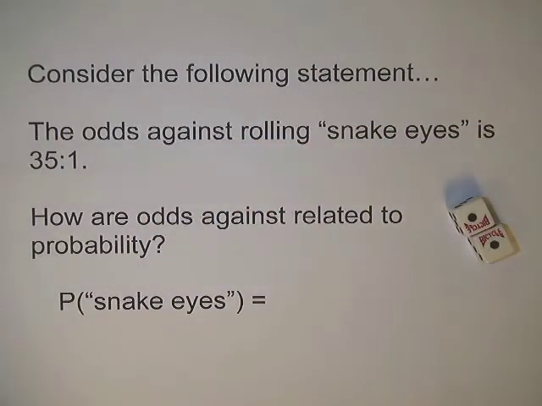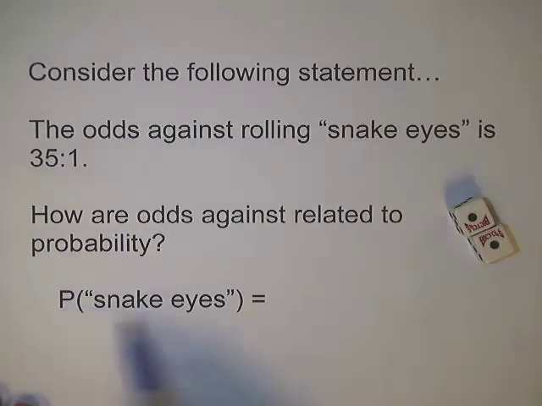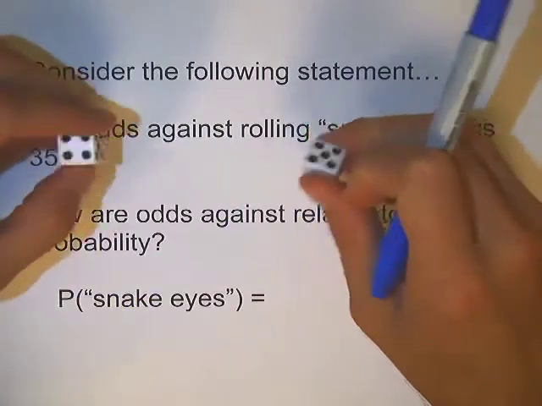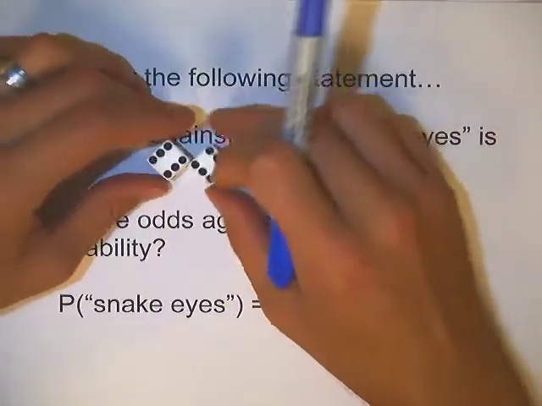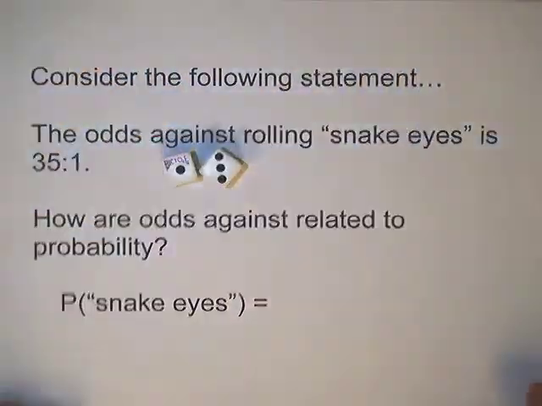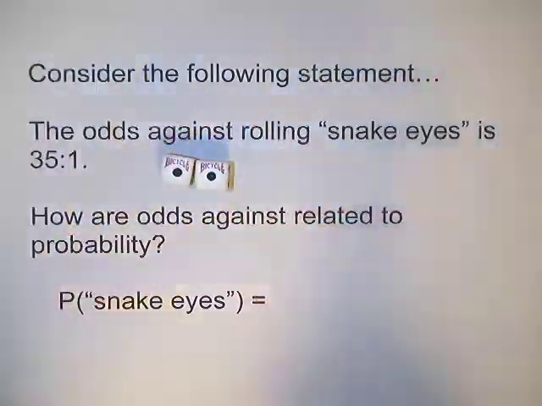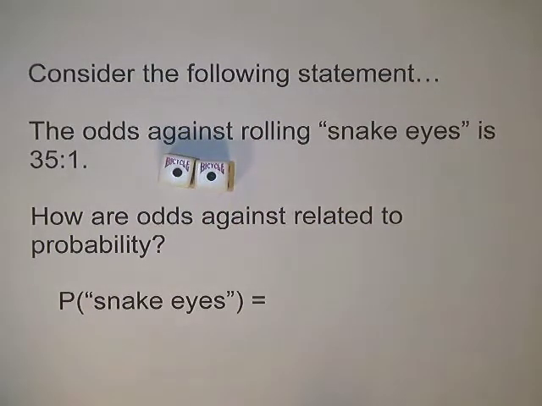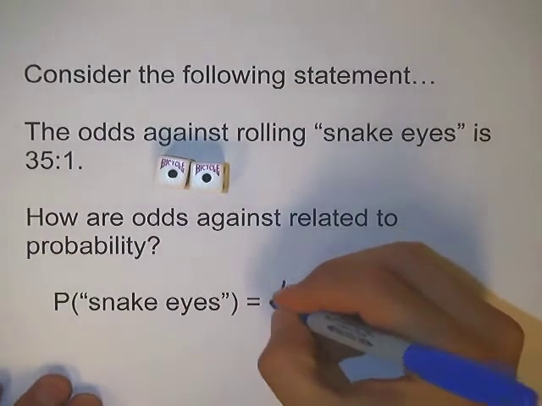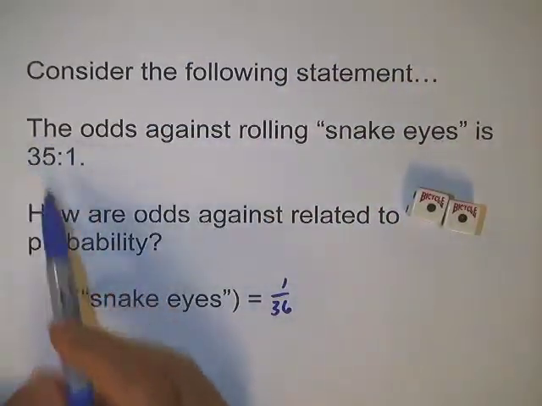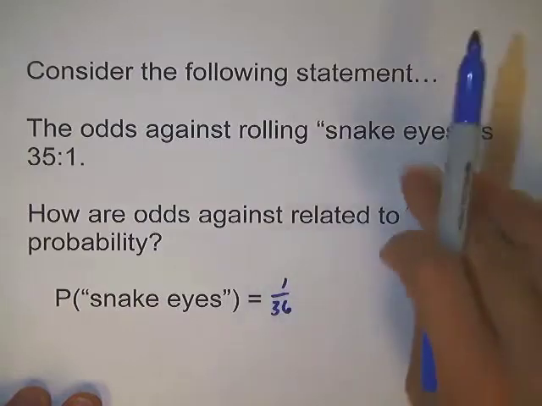So how are odds related to probability? If we look at the probability, this is probability notation, the probability of snake eyes. We know that there are six possible outcomes on each die, so there are 36 total outcomes if you roll a pair of dice. And since there's only one way to get a 1 and a 1, the probability of rolling snake eyes is 1 out of 36. So what we're going to figure out is how these odds relate to the probability.